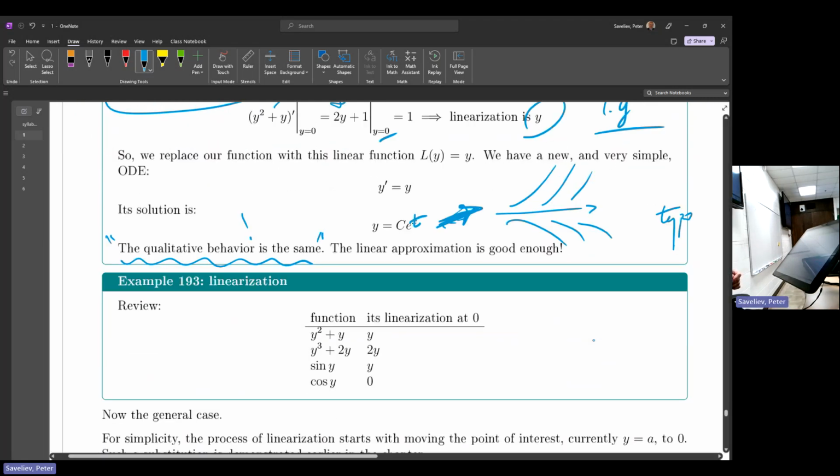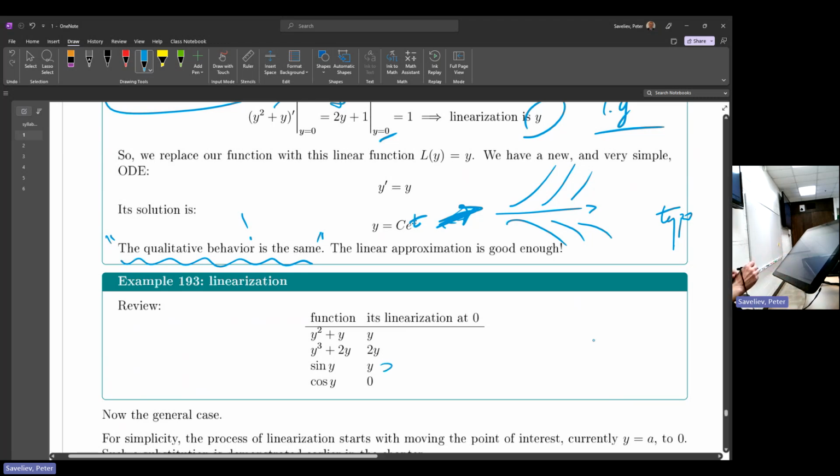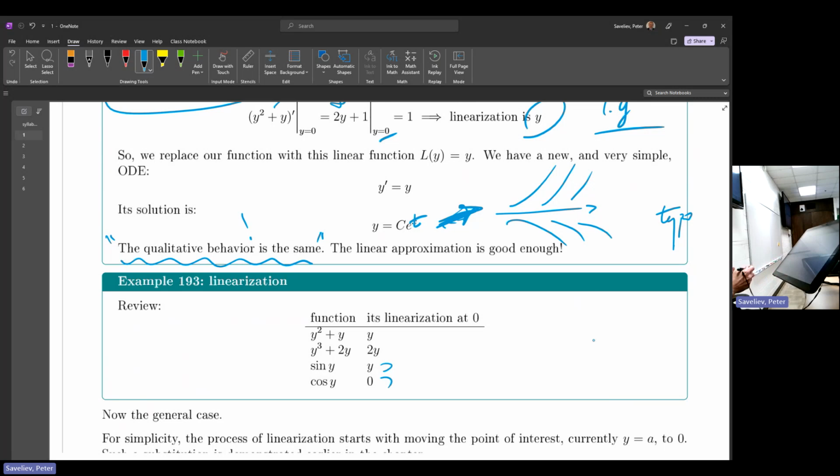So linearization can sometimes be quick, as you can see. Some of these are well known. Sine is replaced with y at 0. Cosine is replaced with 1 at 0, because it crosses the y-axis horizontally, or in this case, the z-axis.